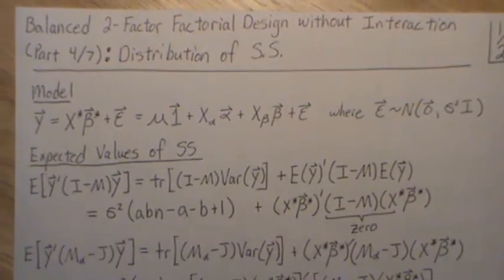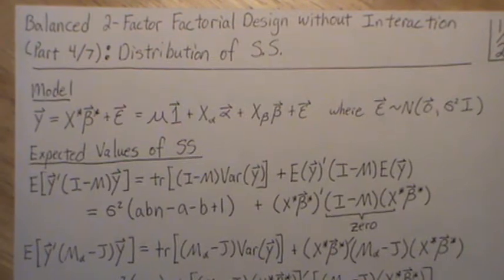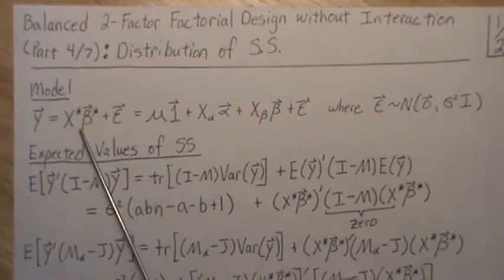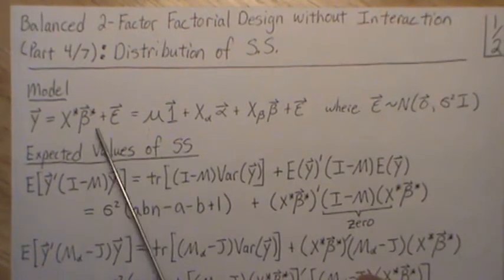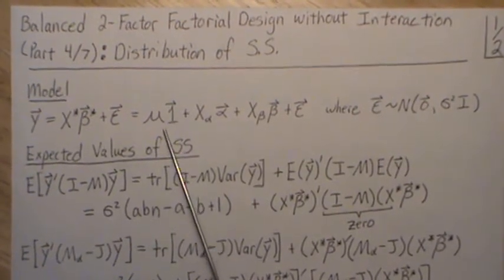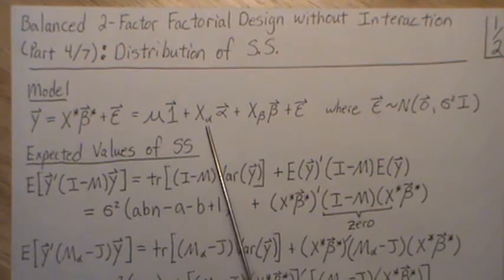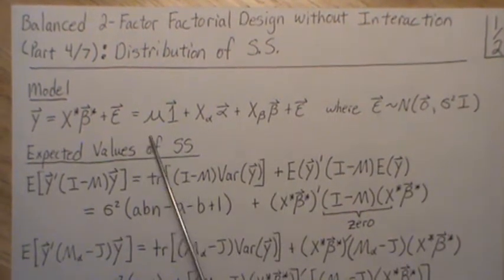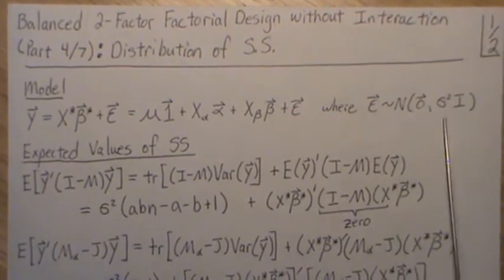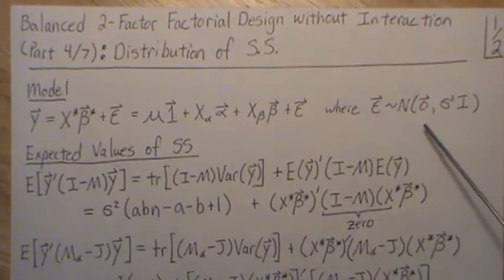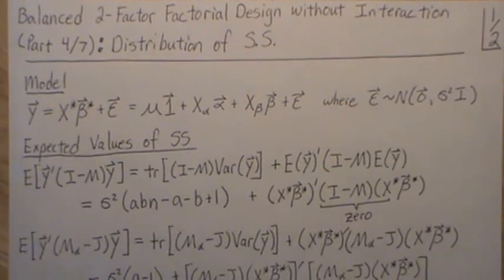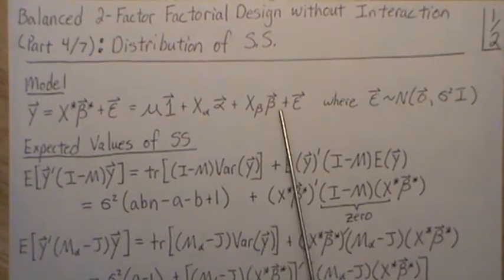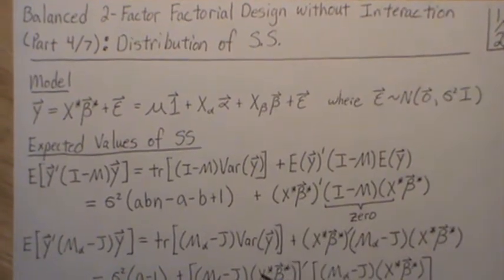As a reminder, our model is y equals X star beta star plus epsilon, so it is a linear model. The design matrix can be broken down into a 1, an X alpha, and an X beta, dealing with factor A and factor B. The 1 is the grand mean. Epsilon is normally distributed with mean vector 0 and covariance matrix sigma squared I. Initially, the alpha and beta coefficients are fixed.